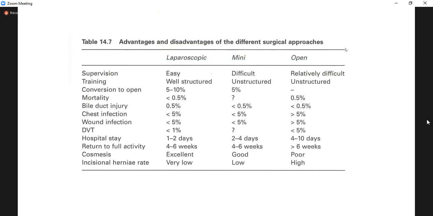Right. So this is another chart which shows you the advantages and disadvantages of the different surgical approaches. Now let's see. Laparoscopic approach, open approach.